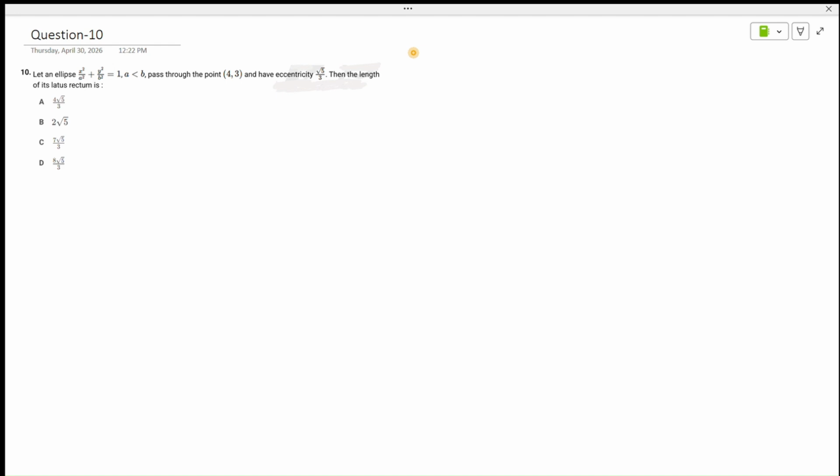Now let us look at the last question. So here, let an ellipse x square by a square plus y square by b square is equal to 1 pass through 4 comma 3 and have eccentricity root 5 by 3. Then you have to find the length of the latus rectum of this ellipse. Since a is less than b, the ellipse has the y-axis as its major axis. Let me draw the diagram. This is how the ellipse may be. This is b and this is a.